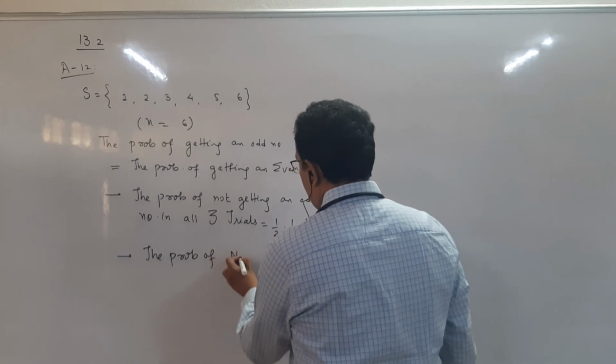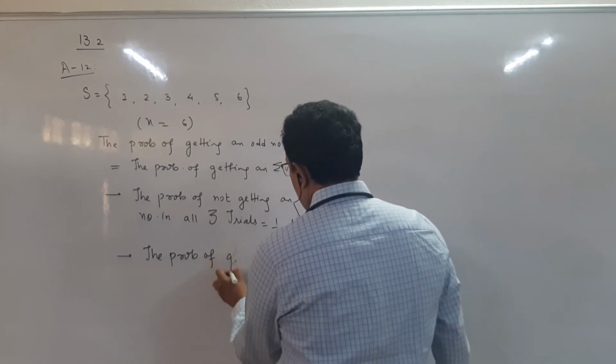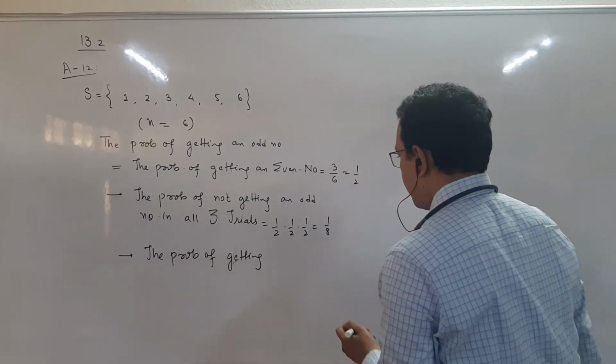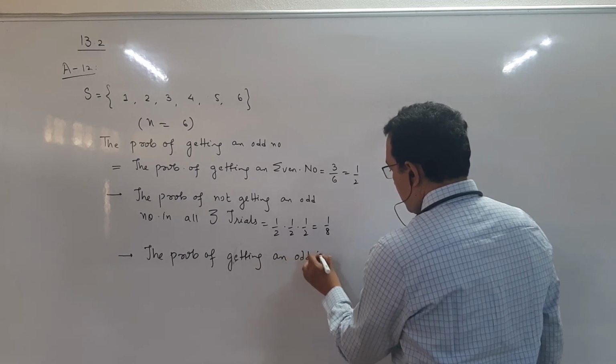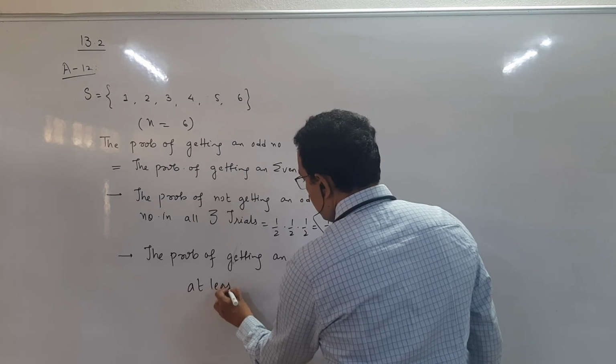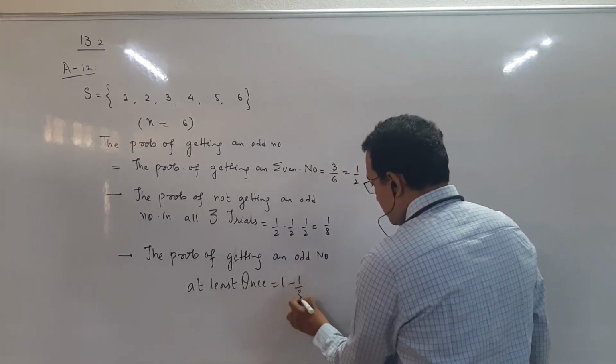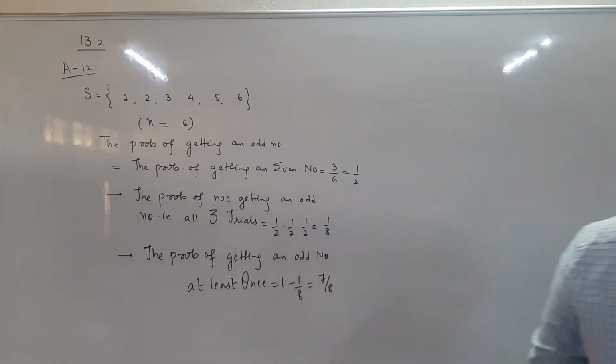probability of getting an odd number at least once will be 1 minus 1 by 8, and that is 7 by 8. So here, first of all, we found out the probability of not getting an odd number in all 3 tries. Means in all 3 tries we got an even number. If I subtract that from 1, I get the probability of getting an odd number at least once, which is 7 by 8. So this you have to understand. This is a long sum based on the concept of independent event, students.